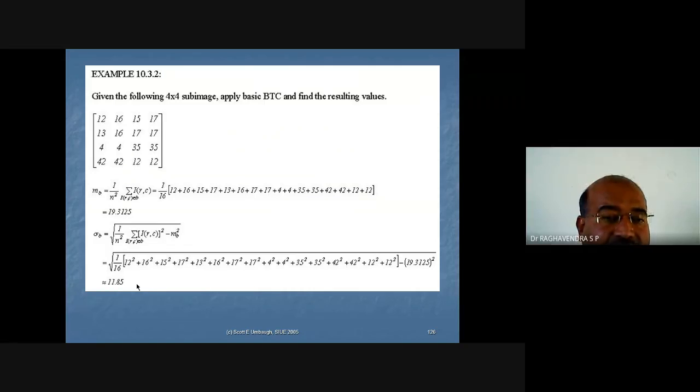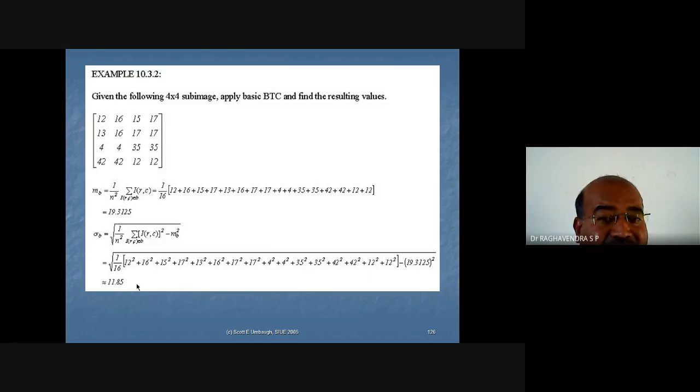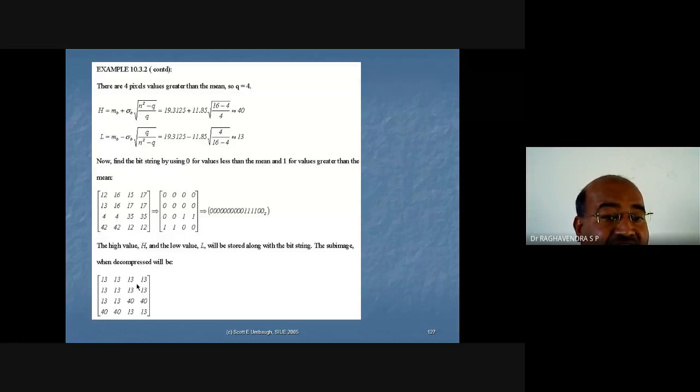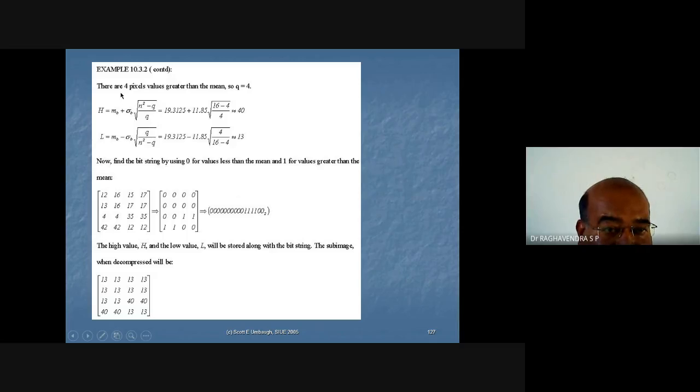Fine. So next, what we have to do is find h and l. I told you that h is nothing but the high value and l is nothing but the low value. So we have to find h and l now. There are 4 pixel values greater than the mean, so q is equal to 4. This is the formula by which you take q equal to 4.